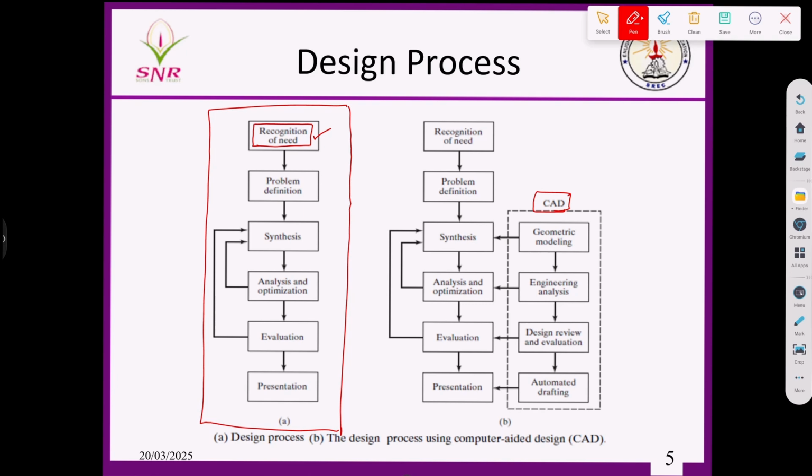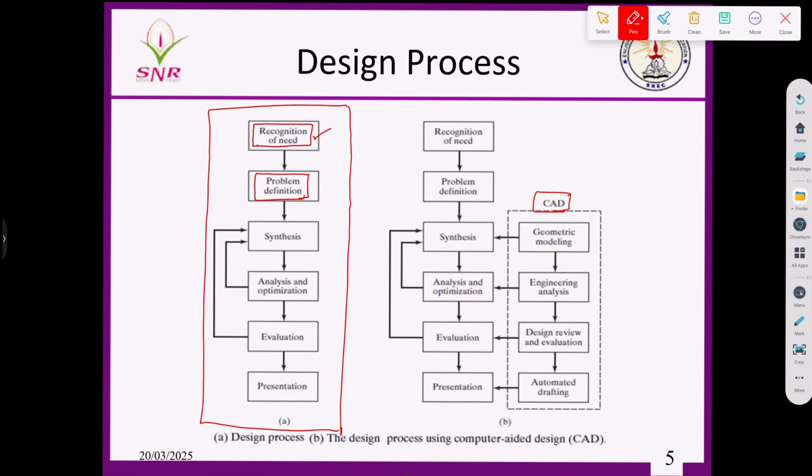Different chairs can be used in IT sectors, where ergonomics comes into the picture. So the design will change, and the economics play a lot. So we have to understand the recognition of need first. Then comes the problem definition. Here the problem definition is to create a suitable chair for the customer's requirement.